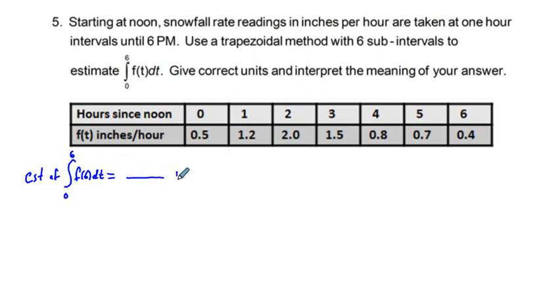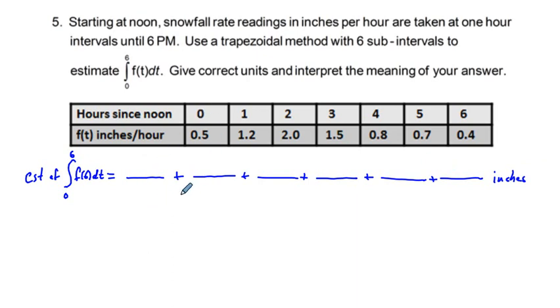and it says give 6 subintervals, and so that's a signal just to draw 6 blanks. 1, 2, 3, 4, 5, 6. So you have 6 blanks, and since the readings are in inches per hour, the units here are going to be inches because we've eliminated the rate when we've integrated here.